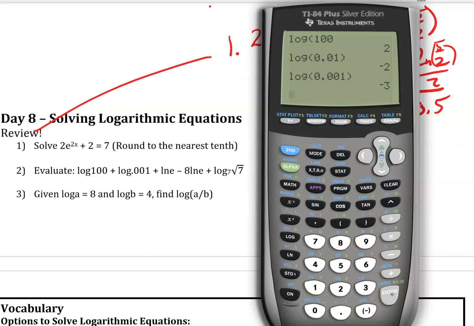ln of e, well, it's e to the first power. So we'll go ahead and take the ln of that. What we should get is, of course, 1. Now we have 8 ln of e. Well, we already know what ln of e is, so that will be 8. We'll be subtracting that. And then we'll take log base 7 of the square root of 7.